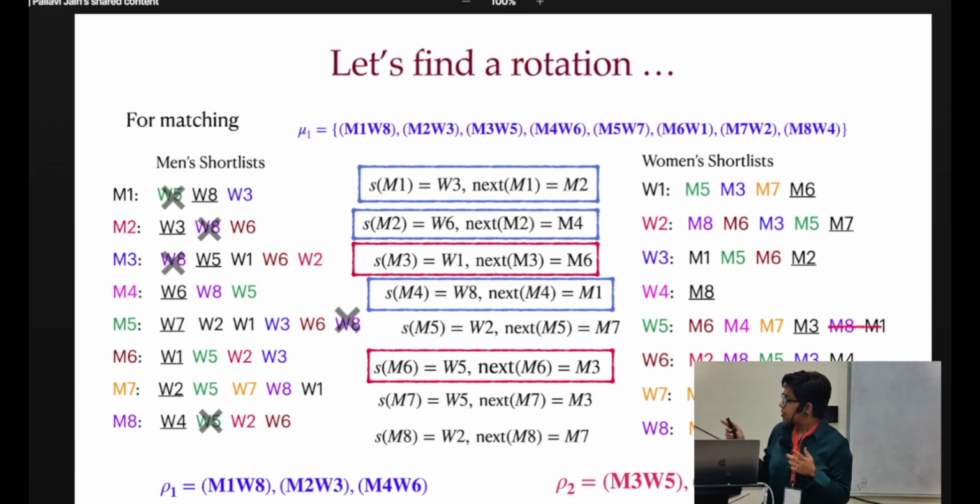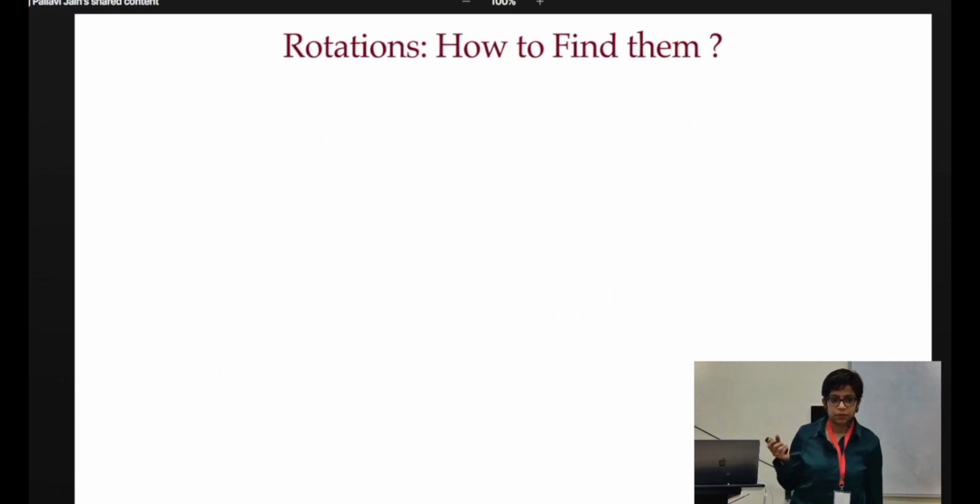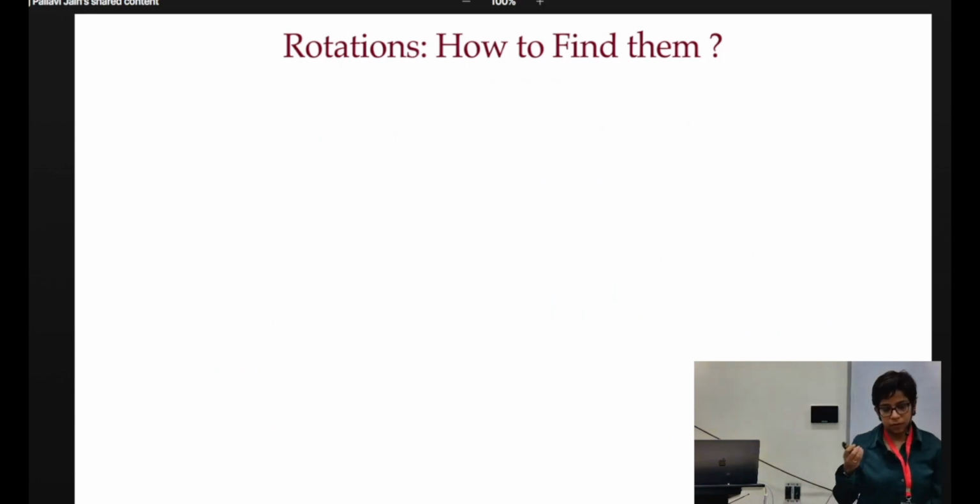All right, and this is with respect to the matching mu1. I use the same table as we saw before. A rotation or a cycle in our case of 2 men and 2 women means in 2 sets, why is that not considered a blocking pair? Sorry, why are the pairs in the rotation not considered blocking pairs?